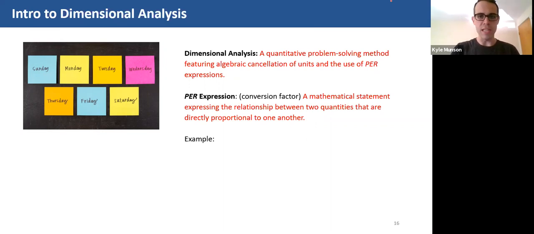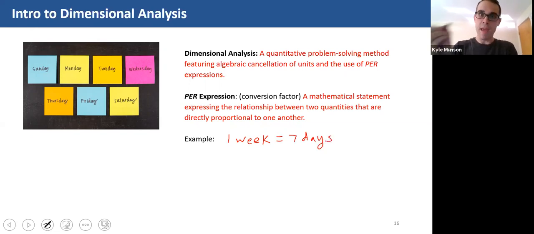And a per expression is a conversion factor, or a mathematical statement expressing the relationship between two quantities that are directly proportional to each other. So if I can give you a simple example like the one shown here, we know that for every 1 week, 7 days. And the opposite is also true. For every 7 days, that's 1 week.